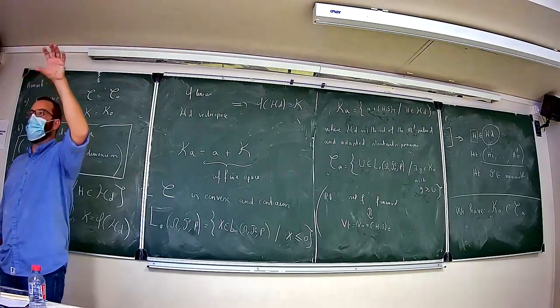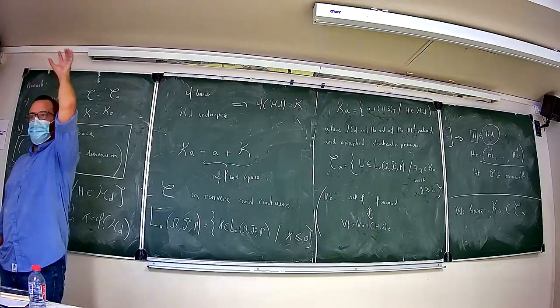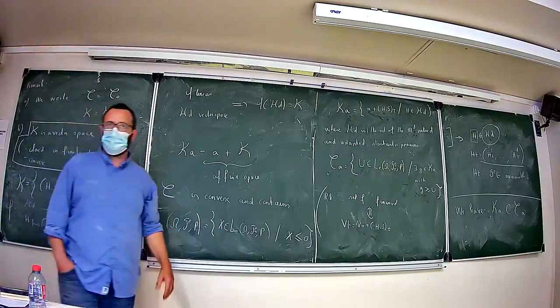H_T, capital T, is what? It is the sum from k equal to 0 to t minus 1 of a scalar product, and inside you have only things that are F_T measurable.